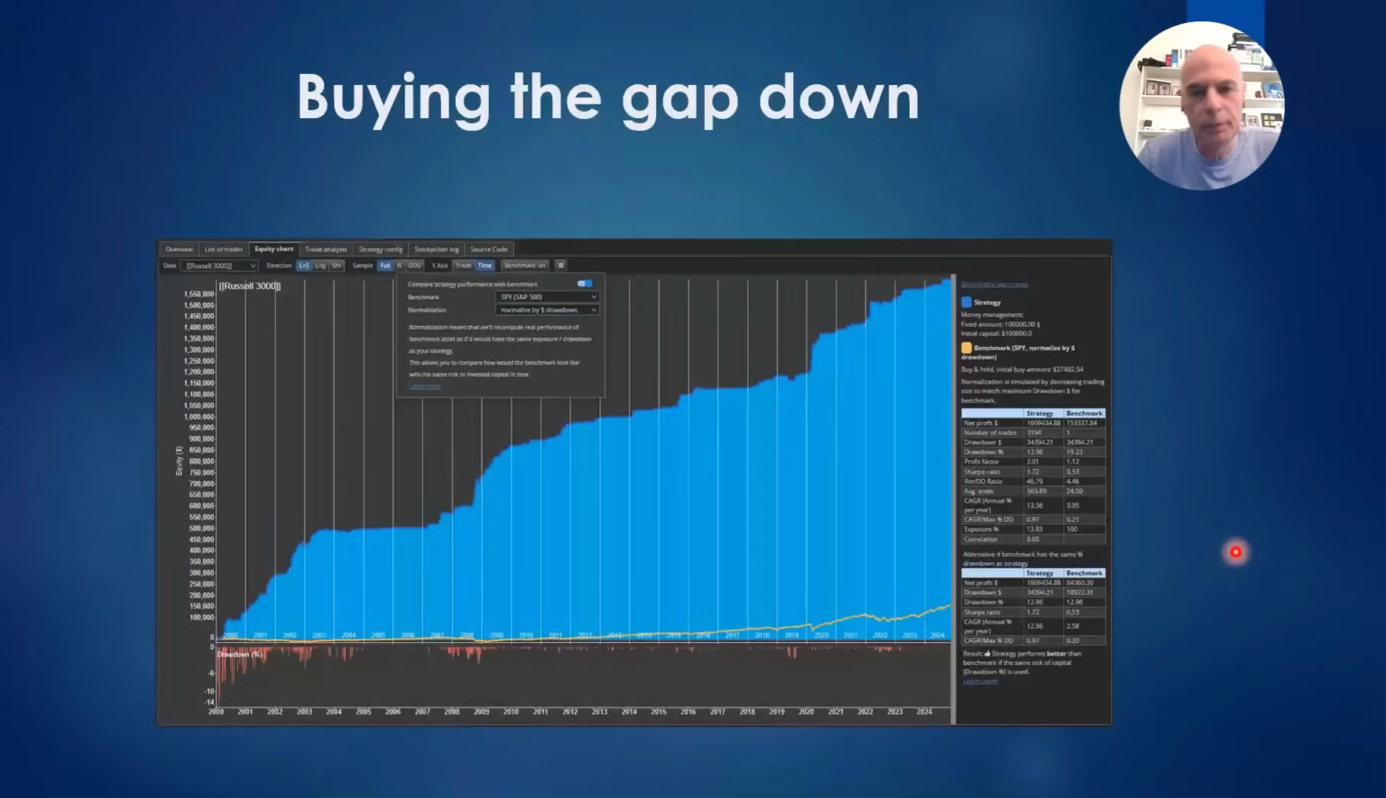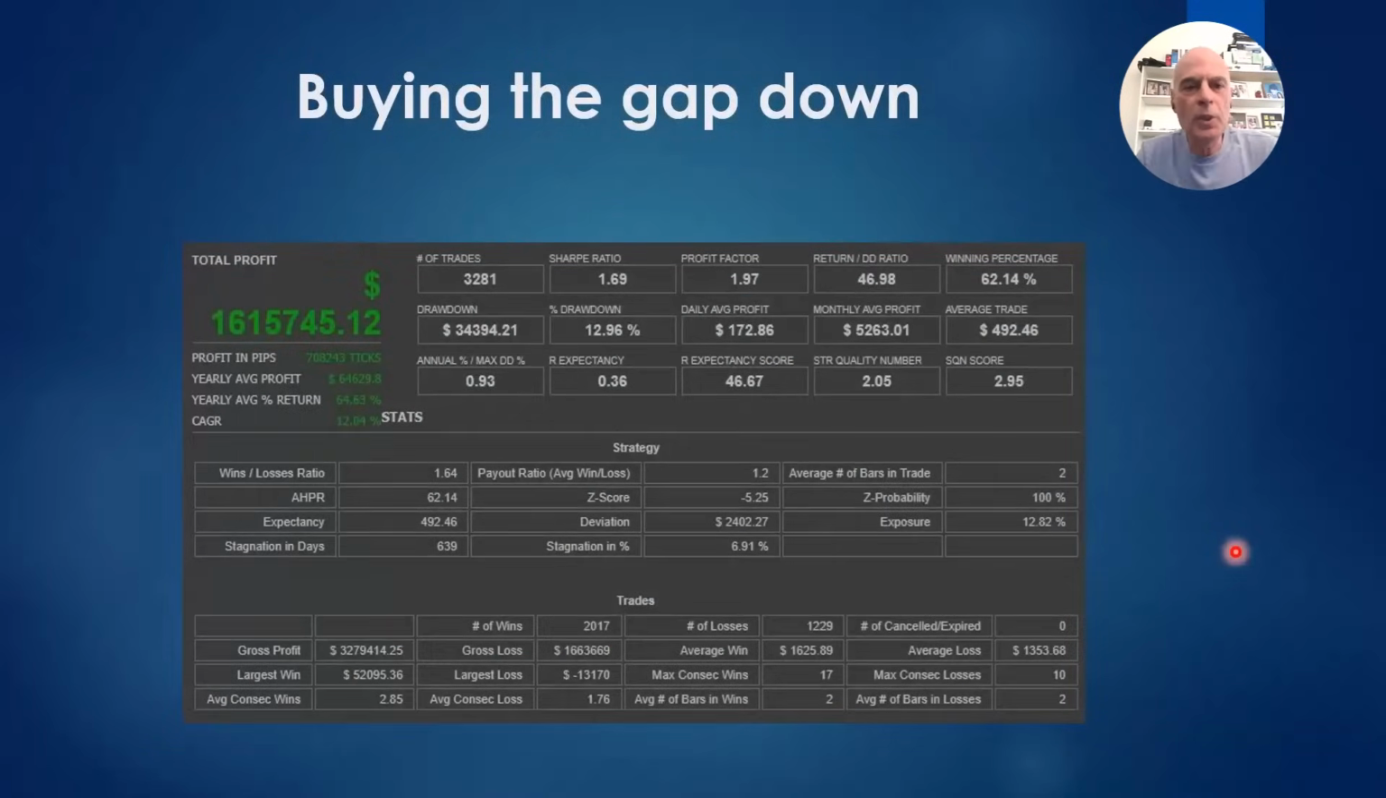Now, going to the particulars of the performance of the strategy, we see that it's got a 64% average return with compounded annual growth of 12%, and a return to drawdown ratio in excess of 46, and 62% of the trades are profitable. It's a very, very nice strategy. I believe this type of strategy of buying the gap down should be in your strategy portfolio.